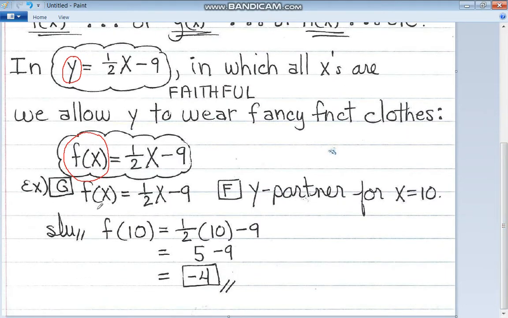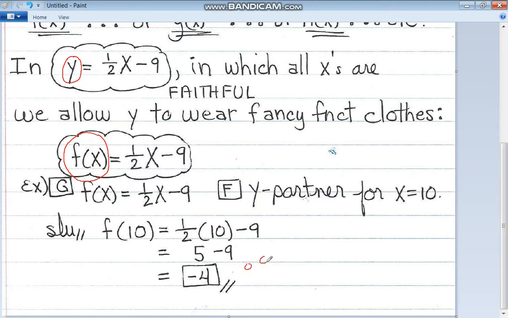Now, given this equation of a function, f of x equals 1/2 times x minus 9, find the y partner for x equal 10. And the way we do that is the y partner is called f of 10. Just take this equation, and everywhere you see an x, replace it with 10. It equals 1/2 times 10, which is 5, minus 9, negative 4.